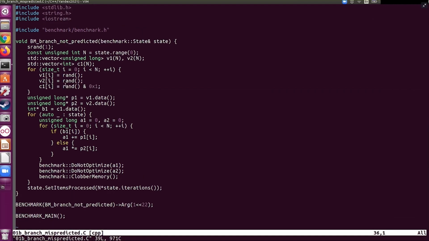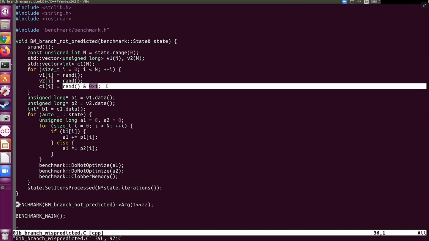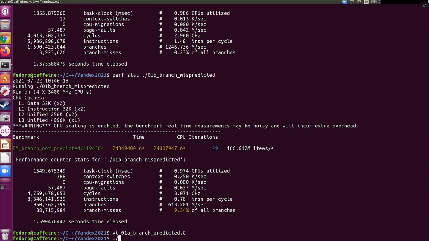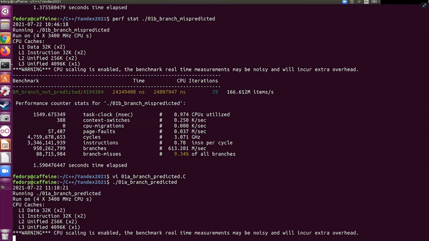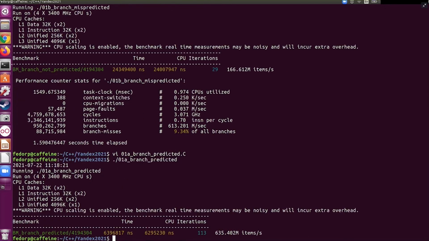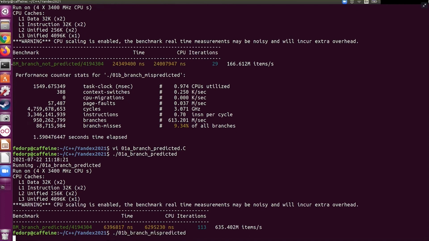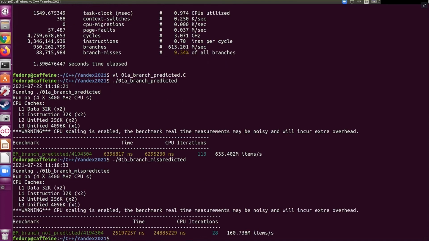On the other hand, this is the exact same code with one change. This is unpredictable. Rand is not a very good generator, but good enough for our purposes. Roughly half of them will be true, half of them will be false, and this is not something that the compiler or the hardware can predict. So let's run the benchmark. This is the predictable one. It can do 600 million loop evaluations per second. And this is the not predictable one. Same code, it can do only 160 million loop evaluations per second.